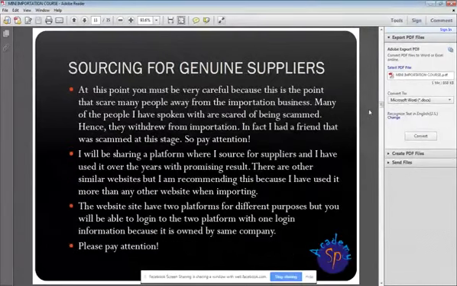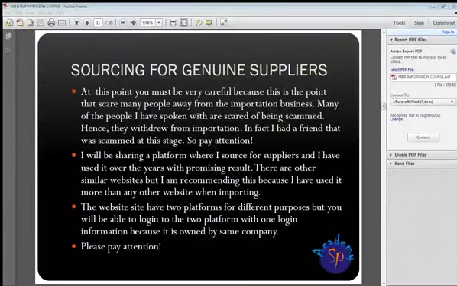Then let's go to sourcing for genuine suppliers. At this point, you must be very careful because this is the point that scares many people away from the importation business. Many of the people I have spoken with are scared of being scammed. People wonder, how will I know those who are genuine? How will I be sure I know who are scammers and the rest?